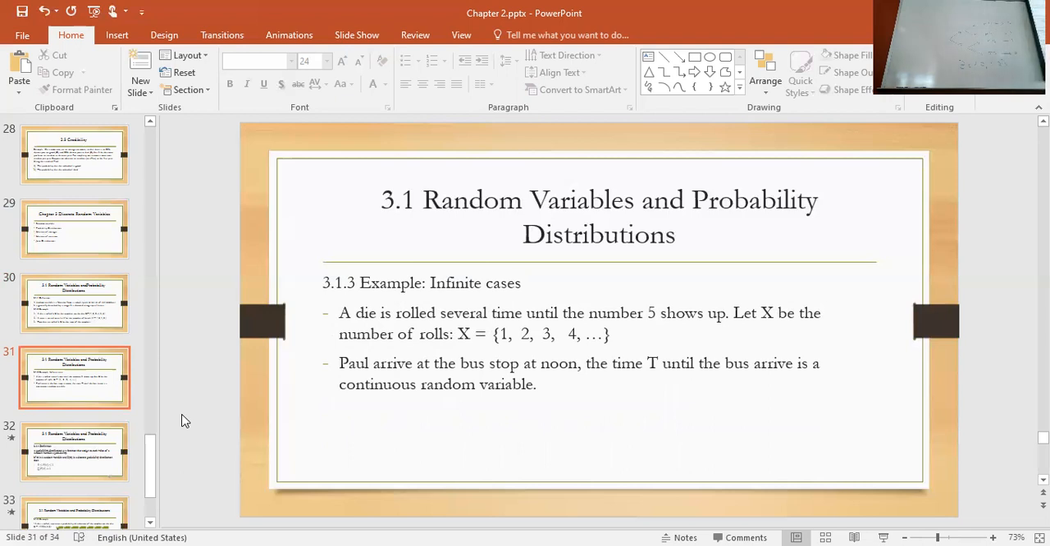So far, we have been having finite outcomes. We can also have infinite outcomes. For example, you roll a die until you get the number 5. How many times are you going to roll the die? You can roll it the first time and you get 5. First time you don't get it, second time you get it. You can get it the third, the fourth time. We cannot tell how many times you will roll a die before you get number 5. So that is also an infinite random variable.